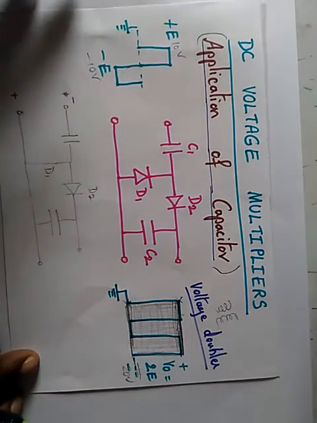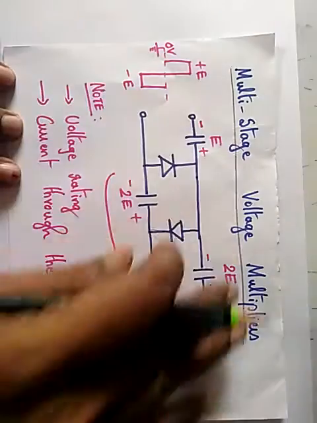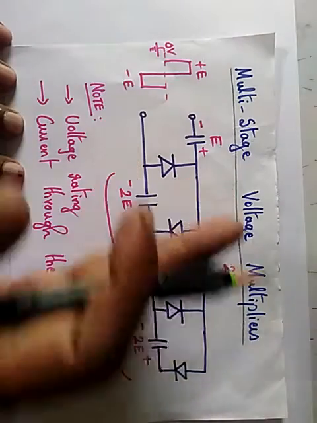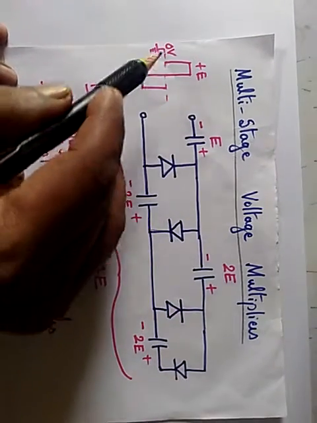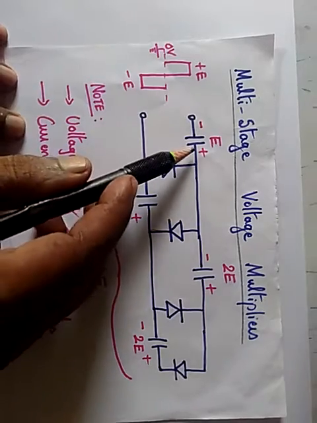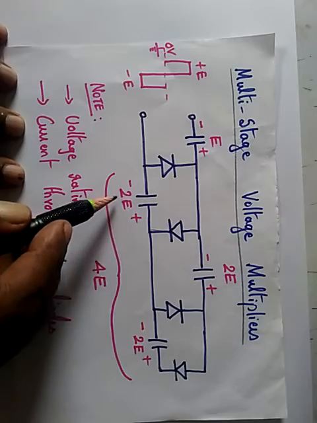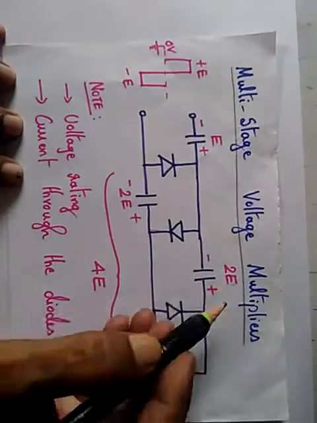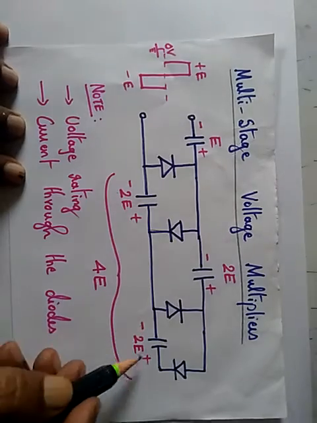Now we will see another case: multi-stage voltage multipliers. We can keep on adding sections, a voltage doubler, another voltage doubler, and then you will get a multi-stage voltage multiplier. The same waveform and the analysis is carried out in the same way. So here you will have a voltage of 2E. Suppose this is 10 volts, this is 20, this is 10, this is 20, and this is 20, with polarity negative, positive, negative, positive.